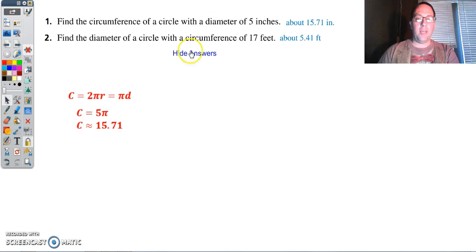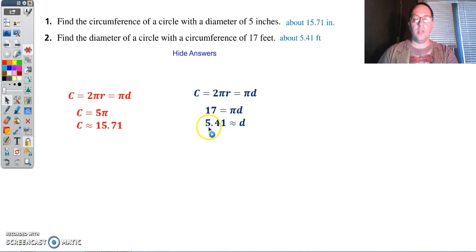It gives us the diameter, so we're going to use the pi times diameter formula. Plug in 5 for d and get 5 pi. Stick it in your calculator, you get 15.71, and it's in inches, so approximately 15.71 inches. Next we're looking for the diameter, so we're still going to use pi times diameter, only this time we're plugging in for circumference and solving for diameter. So 17 divided by pi, which is approximately 5.41, and this one was in feet. Simple enough, you've been doing that for years, right?